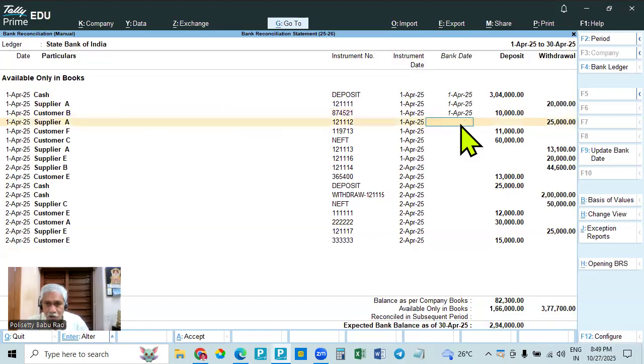So 1 4. We take the same dates. Then again, after that, this is over. This is then the withdrawal. Withdrawal means it is showing as withdraw.